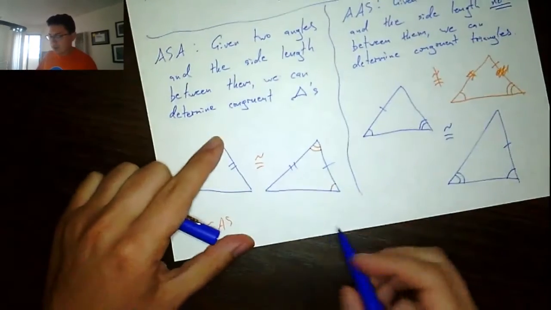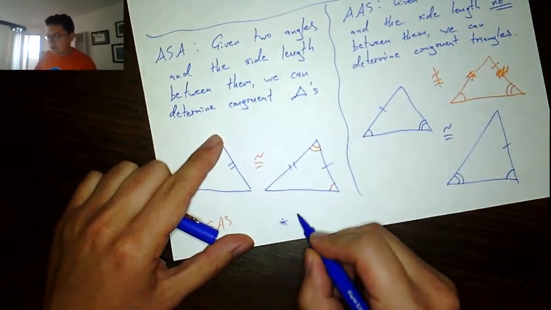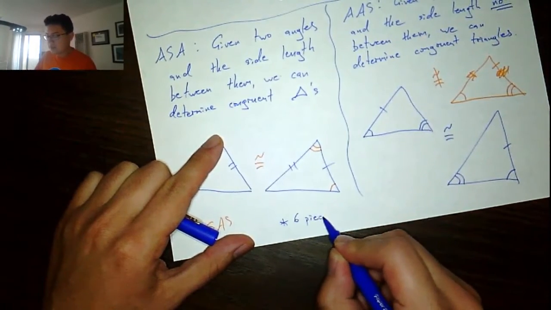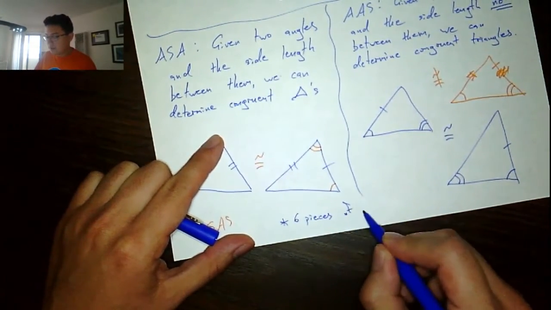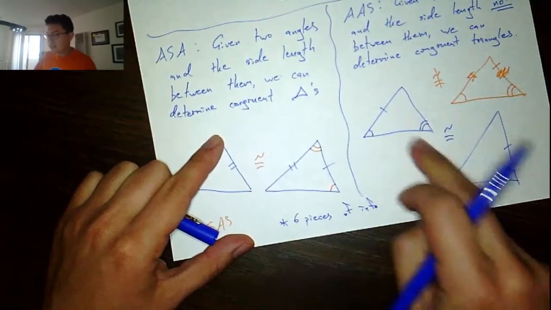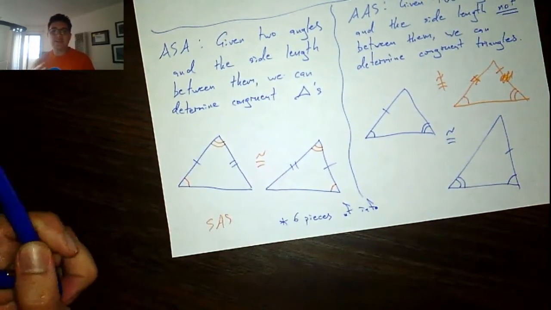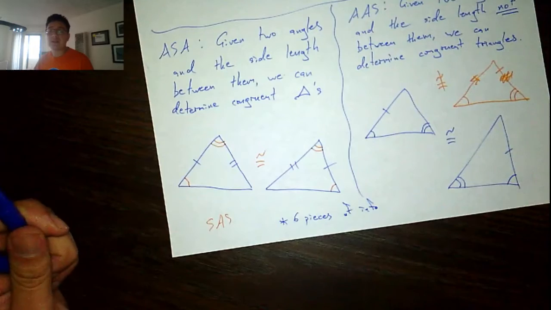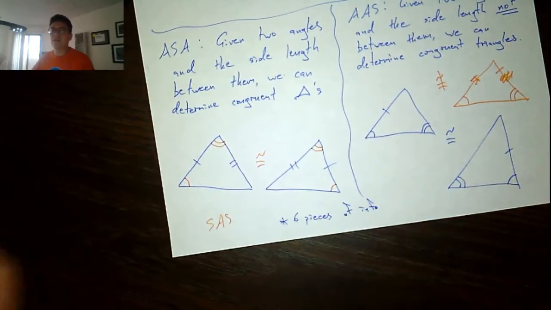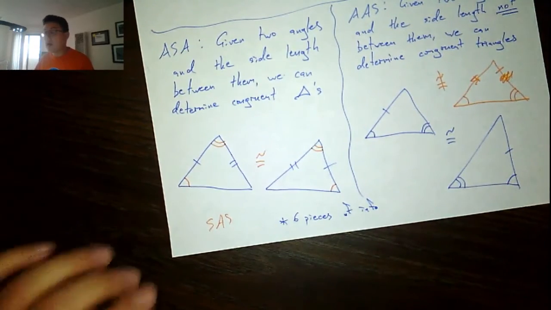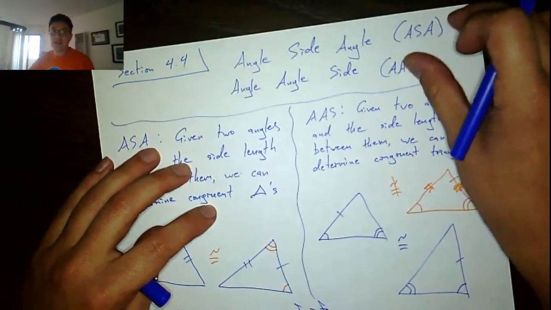Something to remember here, I don't know if I've mentioned this before, there are 6 pieces of information that you can get from any triangle. There are 3 side lengths and there are 3 angles. Essentially the idea is if we have any 3 of the 6, we should be able to determine the rest of the triangle, allowing us to find the other 3. That's not 100% correct. There are 2 more organizations of this that we are not going to go over.